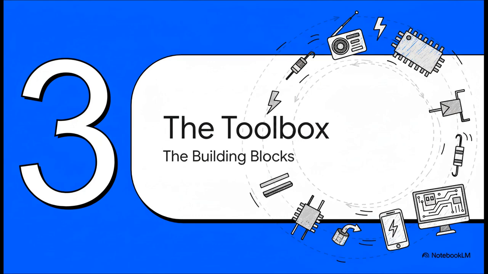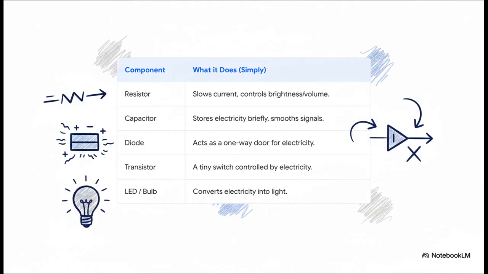Now, a simple on-off loop is just the beginning. To build the incredible things we have today, from radios to smartphones, we need to do more than just turn things on and off. We need to precisely control the flow of electricity. And for that, we need to open up our toolbox of special components. So here are the stars of the show.